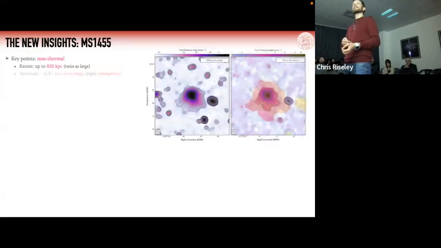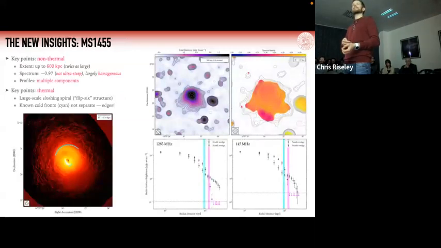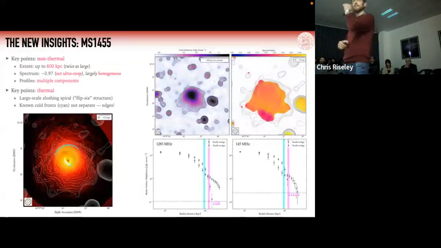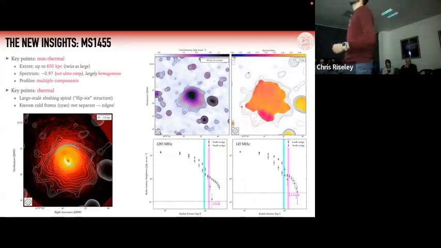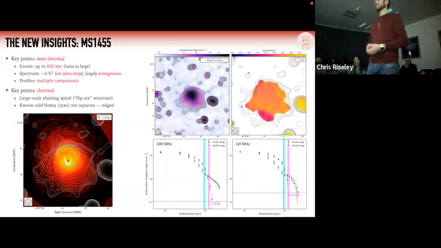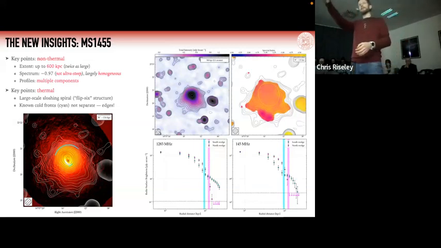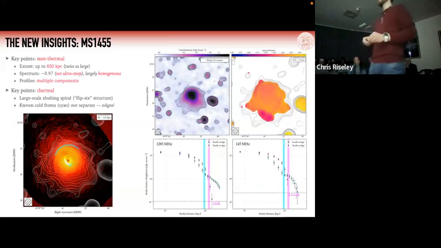But if you define the sloshing region as the region where you see cold fronts, that also depends on the sensitivity of the X-ray observation. So maybe you actually have outer cold fronts out there that match the extent, because there have been papers that mention megaparsec scale cold fronts. Exactly. Is it possible? It's absolutely possible. I don't know whether you can see from where you're sitting, but in this figure, you can kind of see the outer limits of the X-ray data.